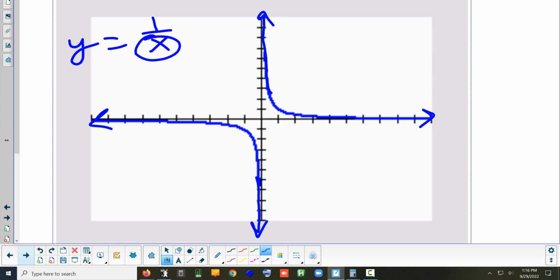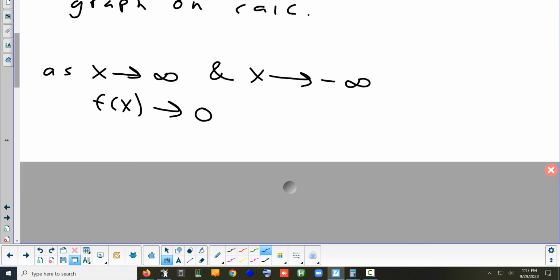Now, same thing goes to the other side. If you keep heading further and further to the left, like if x was negative 20, 1 divided by negative 20 is a small negative number. If you go to negative 2,000, well, now it's an even smaller number, but it's not 0. So this graph is approaching 0 if you keep heading further and further to the right, or further and further to the left. So as x approaches infinity or negative infinity, your y value is getting closer to 0.